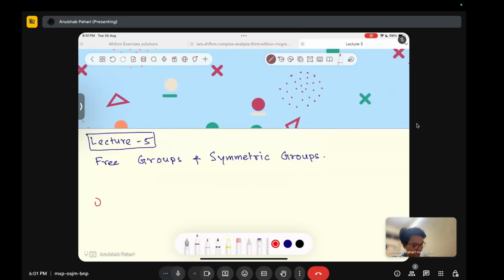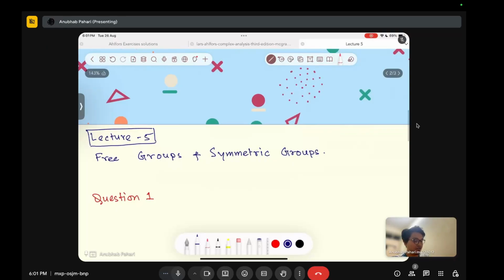So the question one is: prove that free groups are torsion free.